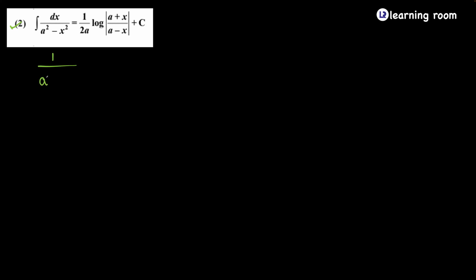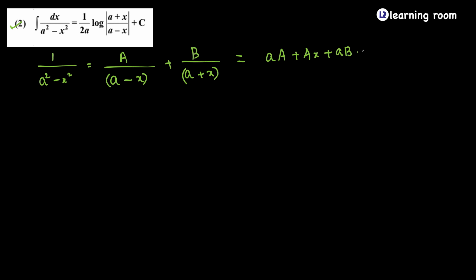1 by a square minus x square should be split and written as something by a minus x plus something by a plus x, because a minus x into a plus x is a square minus x square, right? Again, when you take the LCM, what are you going to get? You will get small a into capital A plus capital A x plus small a into capital B minus B x. So take out a common. So a into capital A plus B plus x into A minus B is equal to 1.